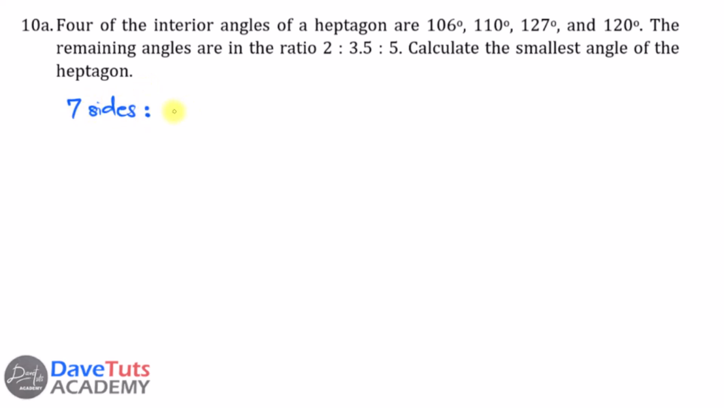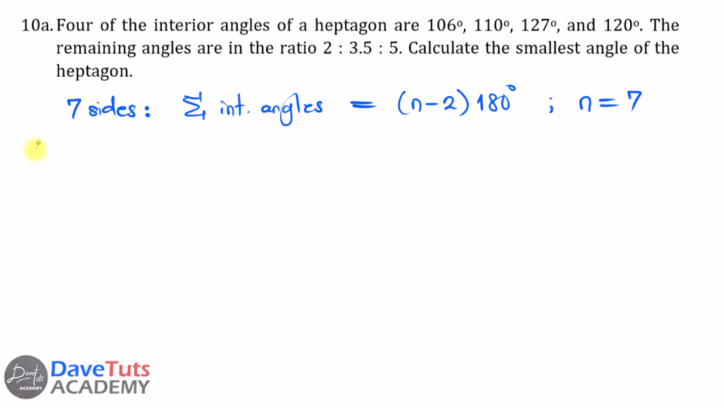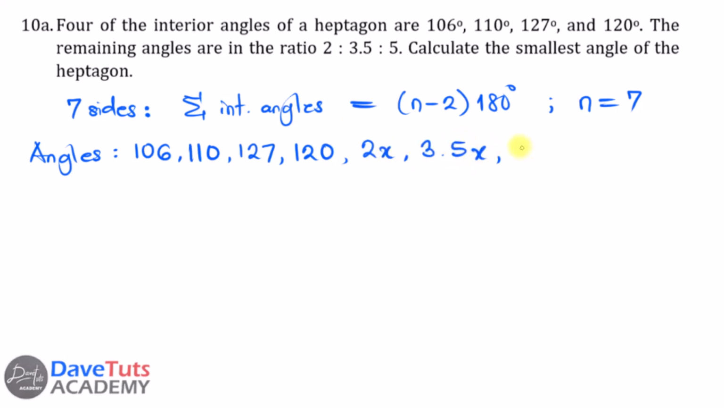That is of interest to us, and the sum of interior angles of a polygon with n number of sides is given as n minus 2 multiplied by 180 degrees, and here in this case we have n to be 7. That is good and fine. So with all of this understanding, we have the angles 106, 110, 127, 120, and the remaining ones are going to be 2x, 3.5x, and 5x.